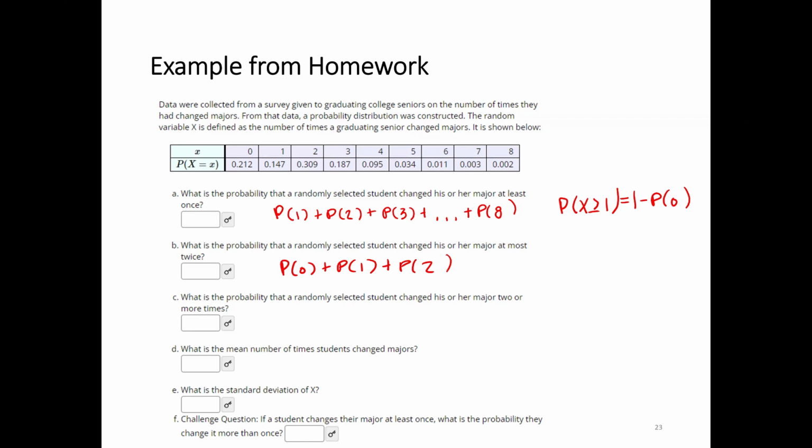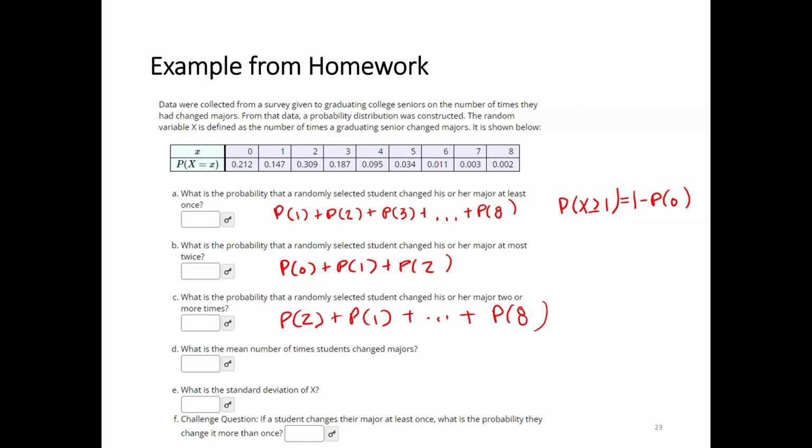What's the probability that a randomly selected student changed his or her major 2 or more times? Oh, I do have to find the mean, by the way, so we are going to use our calculator. You could do this one of 2 ways. You could add them all up, correct? 2 or more. And you have a calculator, so this is not a significantly difficult addition to do.